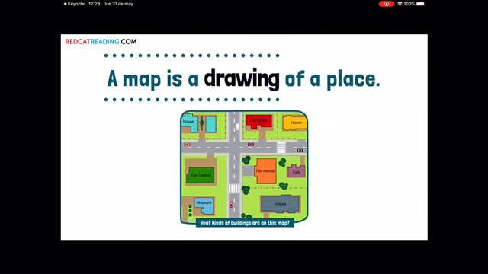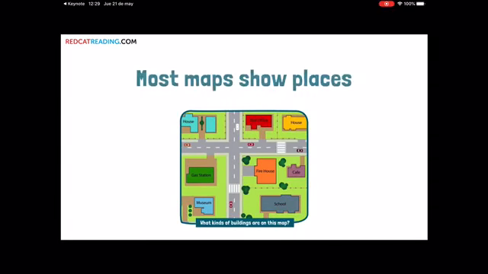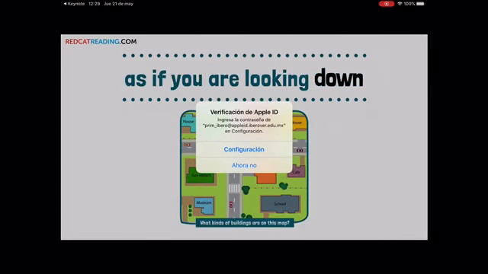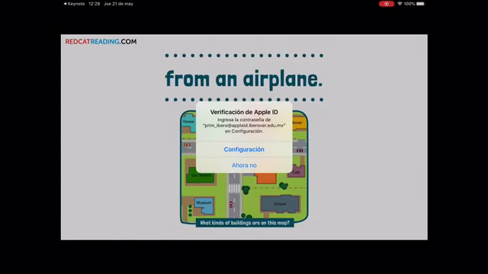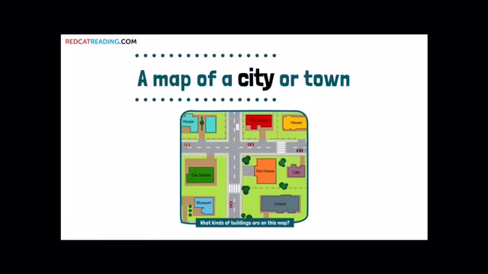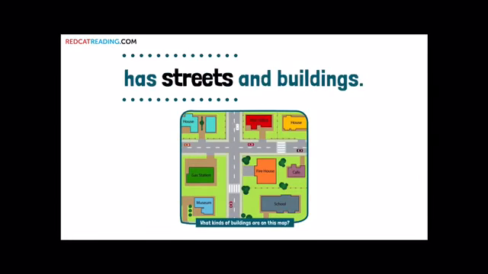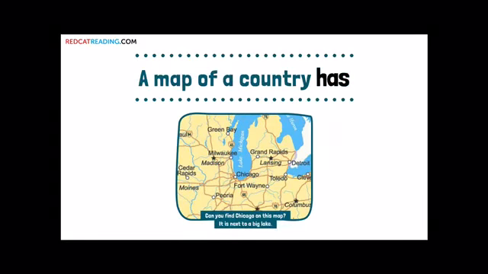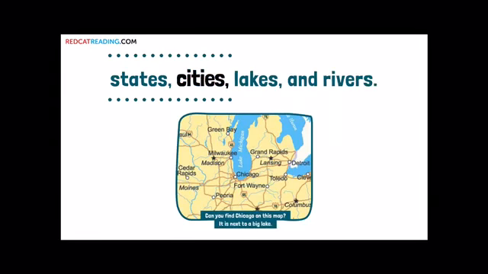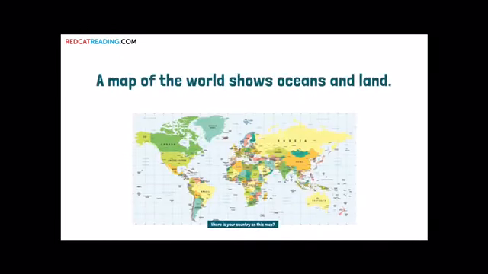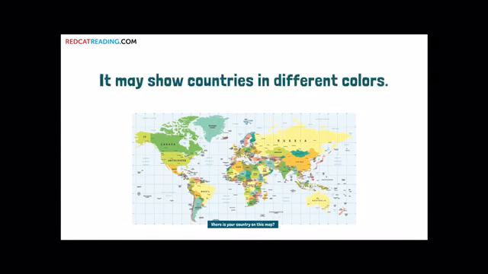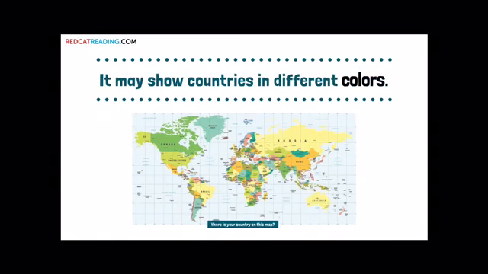A map is a drawing of a place. Most maps show places as if you are looking down from an airplane. A map of a city or town has streets and buildings. A map of a country has states, cities, lakes, and rivers. A map of the world shows oceans and land. It may show countries in different colors.